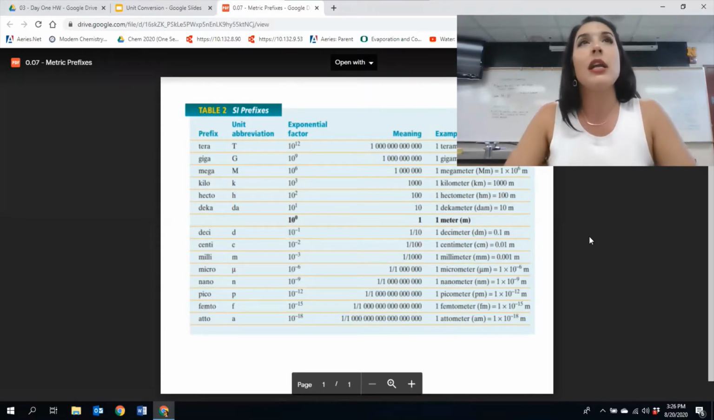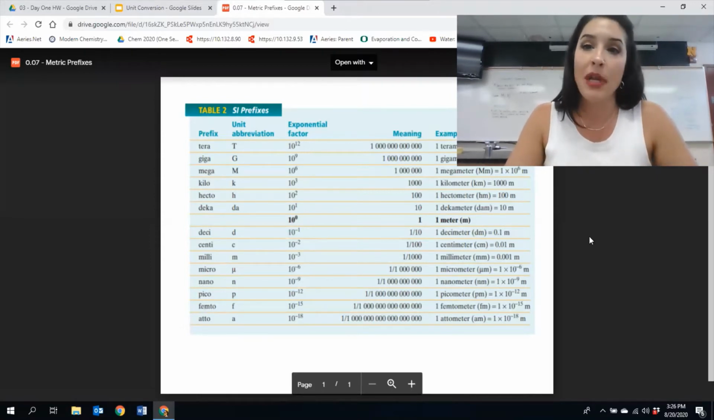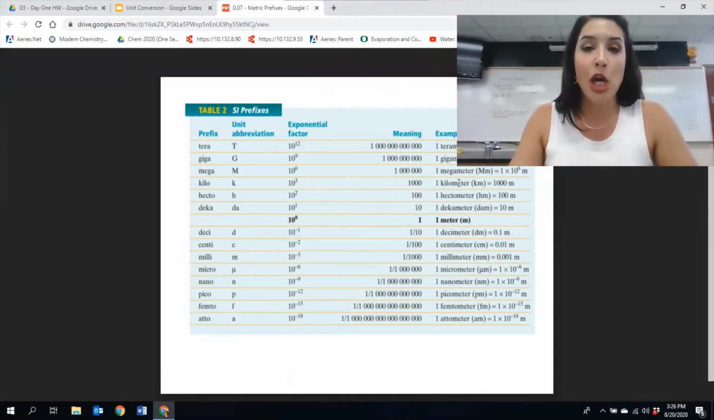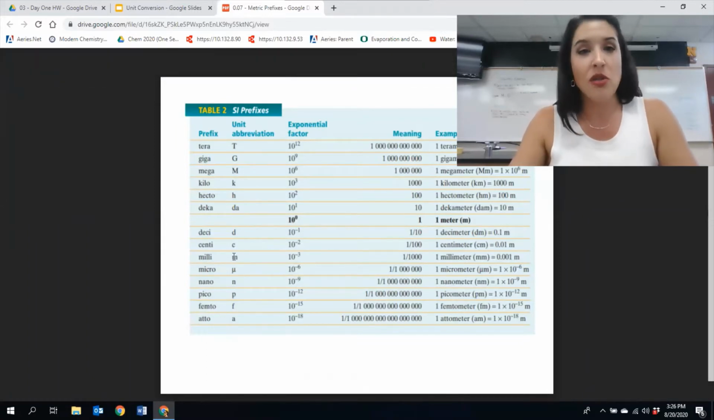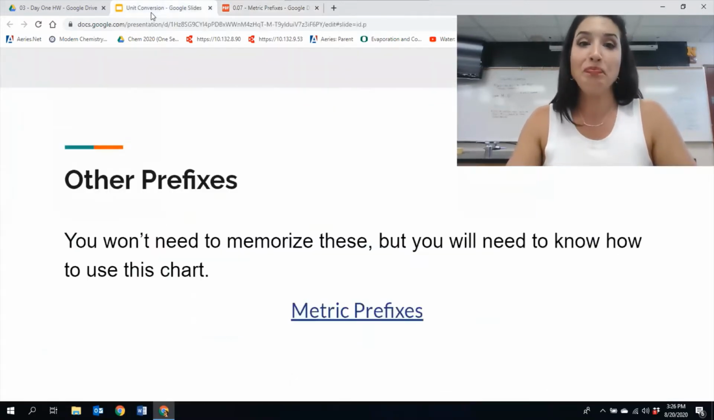The ones that I would try to commit to memory, just because they're so common, are your kilo prefix, your milli prefix. Those tend to be the two that I use the most often in school.